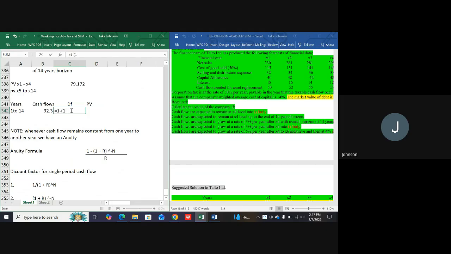1 plus r. Our r is 14%. 1 plus 14%, we close bracket. We now raise it to power minus n. So what's our n going to be? You can tell me. The lady that gave me the annuity formula, I expect you to know the answer. What will our n be?